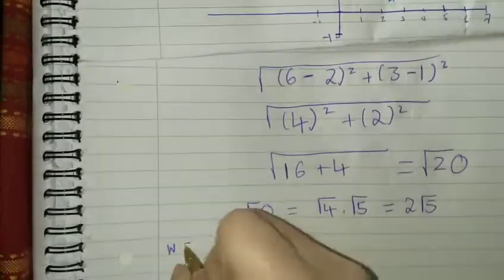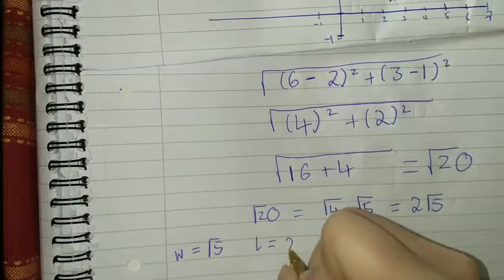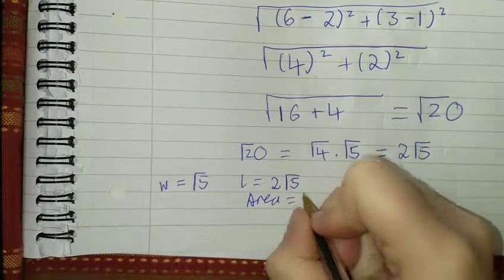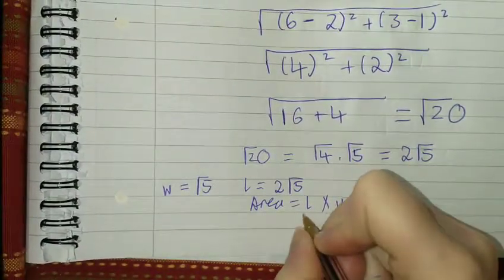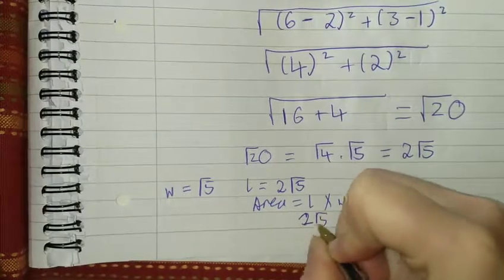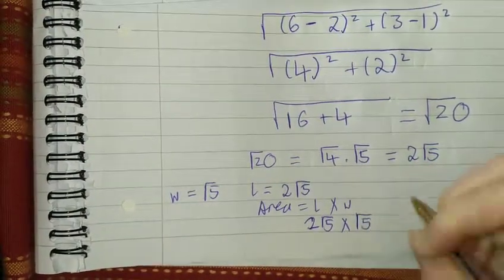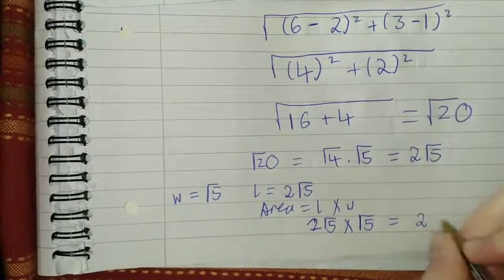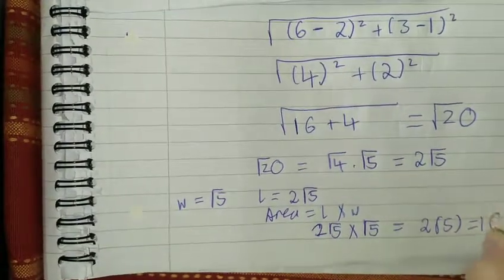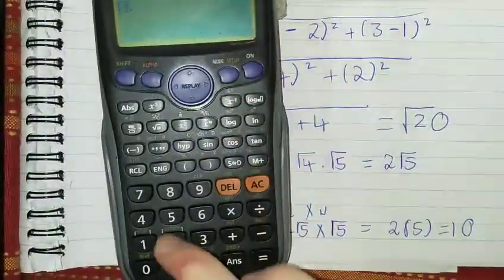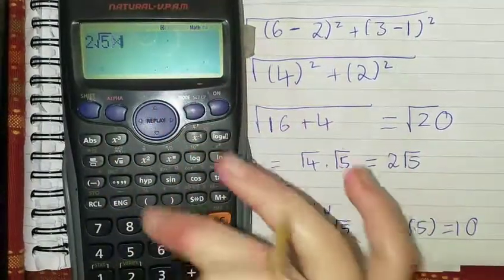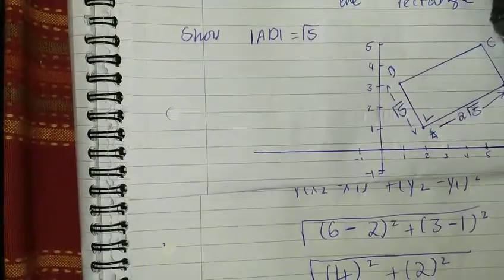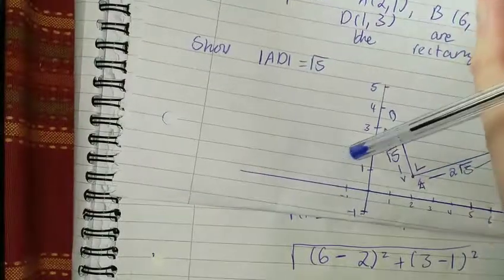So if the width is root 5 and the length is 2 root 5, well then the area is equal to the length by the width, which is equal to 2 root 5 multiplied by root 5. So when we multiply a square root by itself, the square root actually cancels, so that's 2 multiplied by 5, which gives us 10 square units. Another way we can do that in our calculator, we can do 2 root 5 times root 5 and we get 10. So that's how the calculator would have worked that out for us.